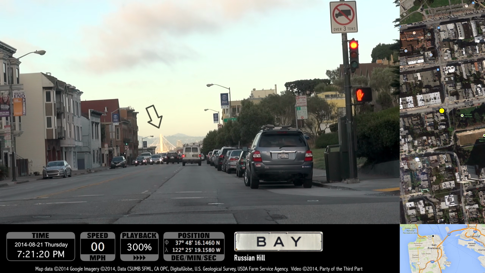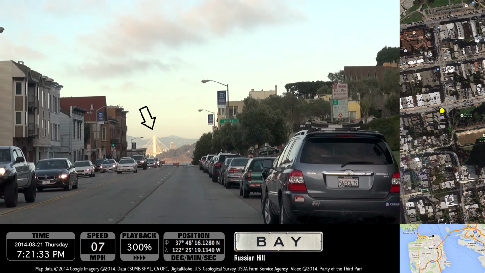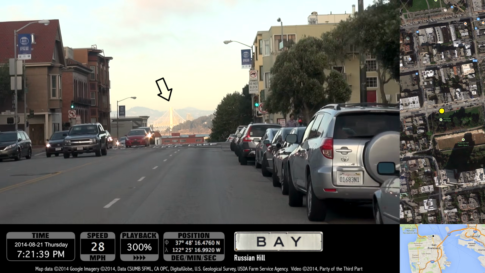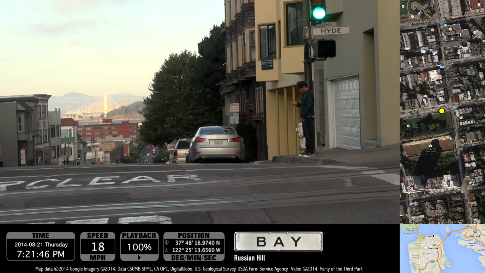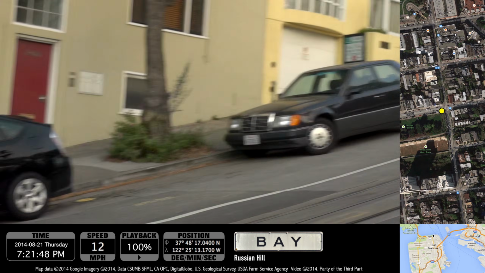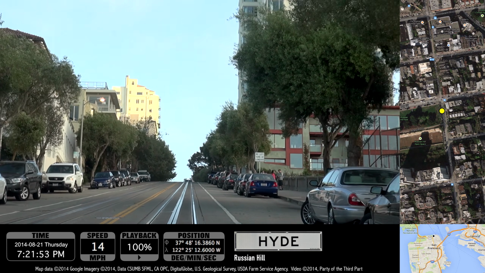Up ahead, you can actually see a little bit of the new span of the Bay Bridge and Treasure Island out in the bay. We're now turning onto Hyde Street, which is the route of the Powell-Hyde cable car. You may notice the car shimmy back and forth a little here. The tires are actually slipping on the metal rails.